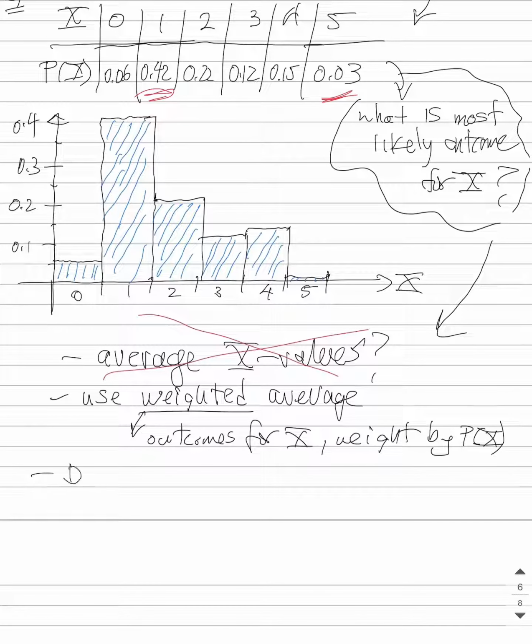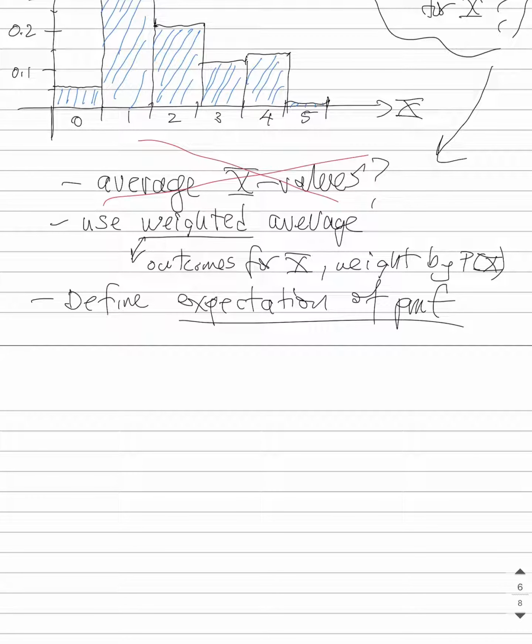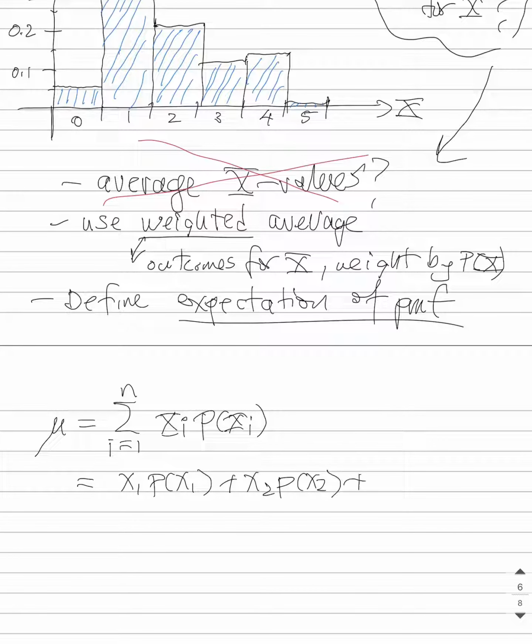So what that means is we are going to define something called the expectation, or the expected value of a probability mass function. And we are going to define the expectation by this symbol mu, and it's going to be the sum of the values of X weighted by the probabilities. And so in long form, that would mean you take the first value of X and you weight it by the first probability. You take the second value of X and you weight it by the second one, all the way down to the last value of X weighted by the last.